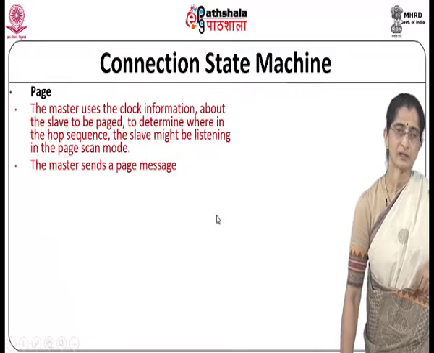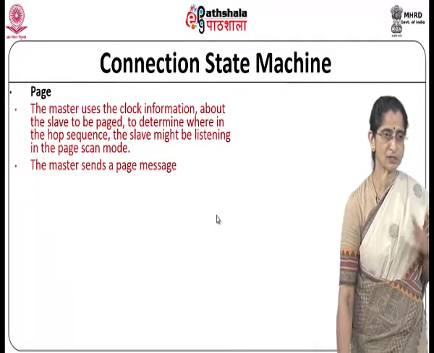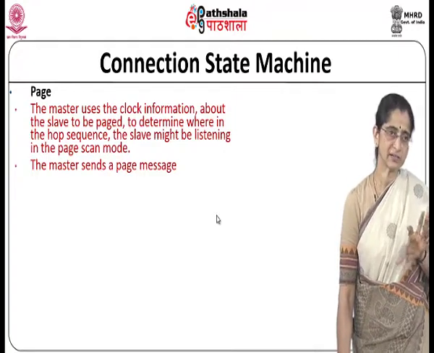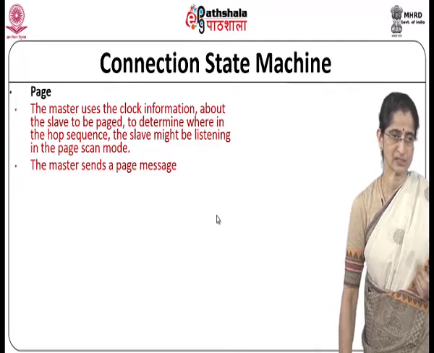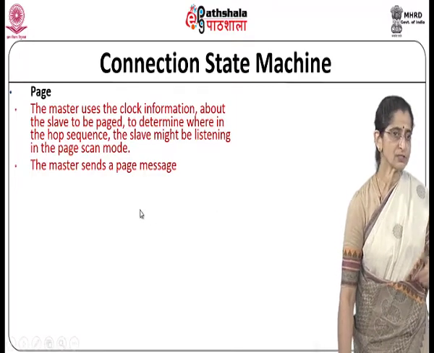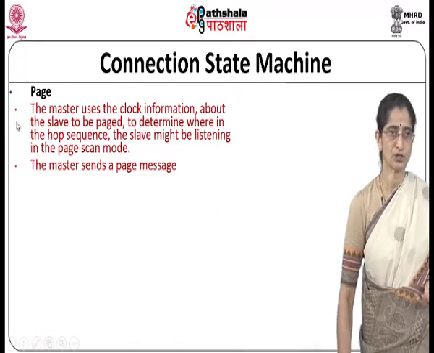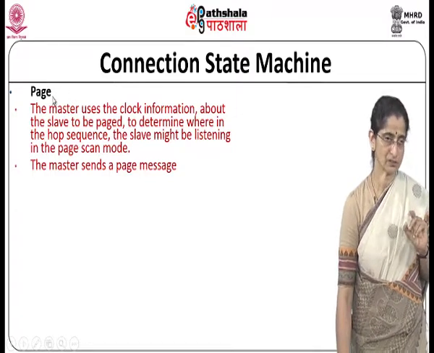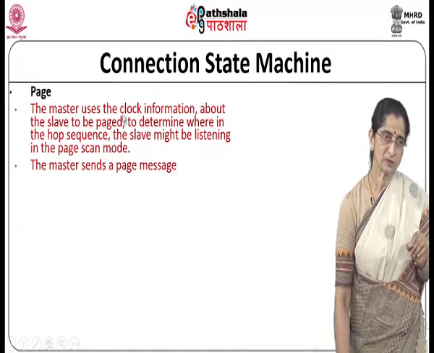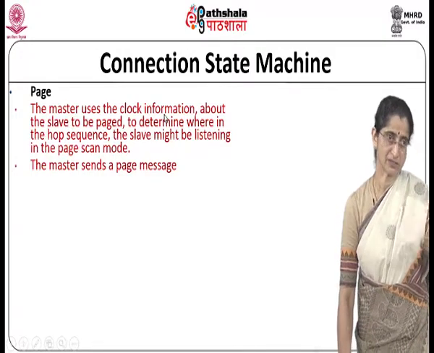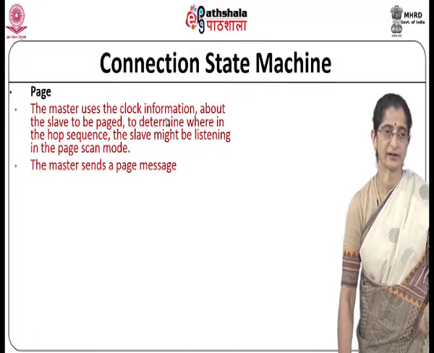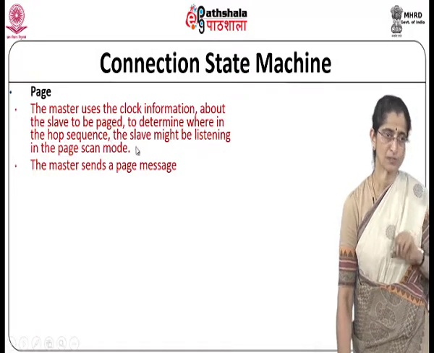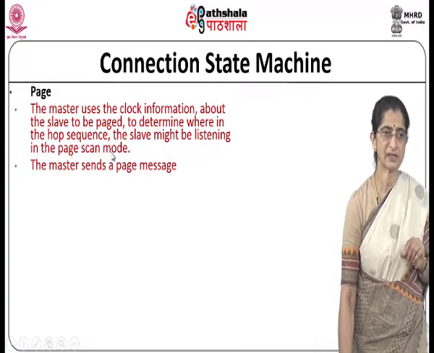So, after the inquiry happens, what has happened is that it has just discovered the different devices. You have still not decided whether you are going to start talking to those devices. That happens only in the next phase, where we use what is called a page mechanism. In the page state, the master will use that clock information which came from the slave device when it enquired it, about the slave to be paged, to determine where in that hop sequence the slave might be listening in the page scan mode.